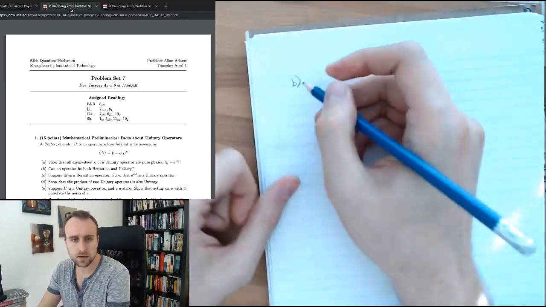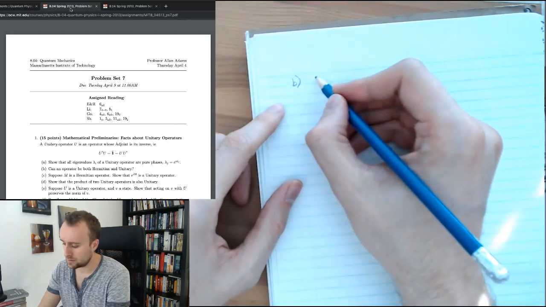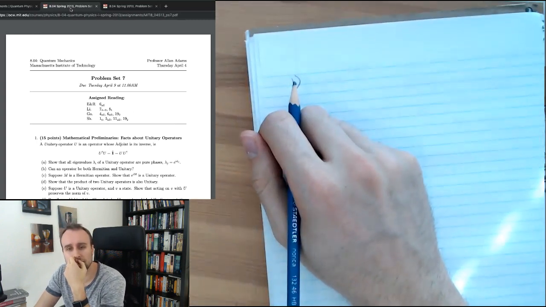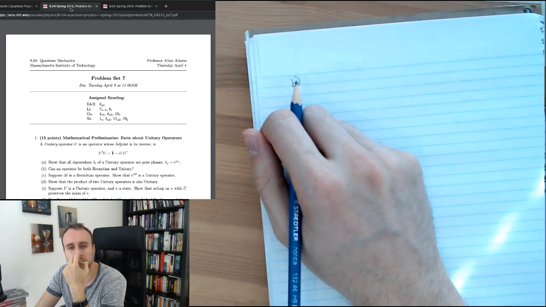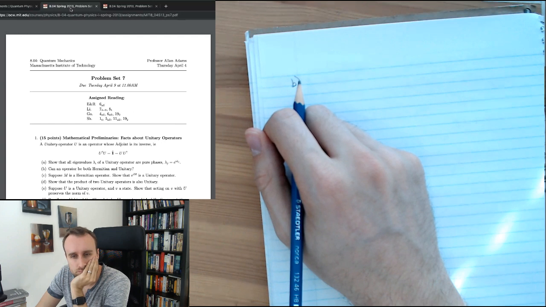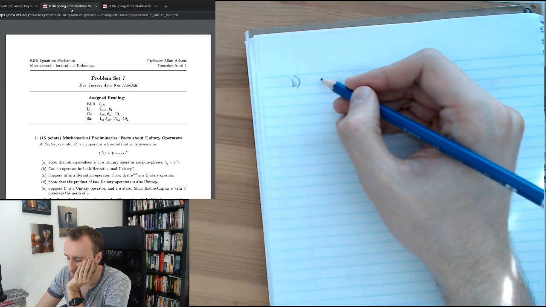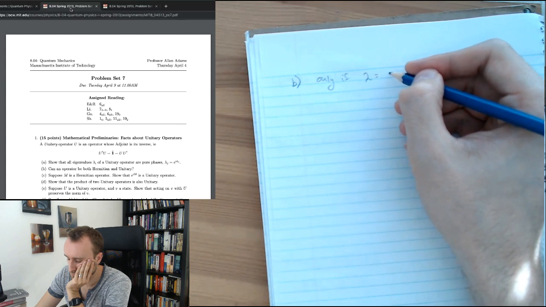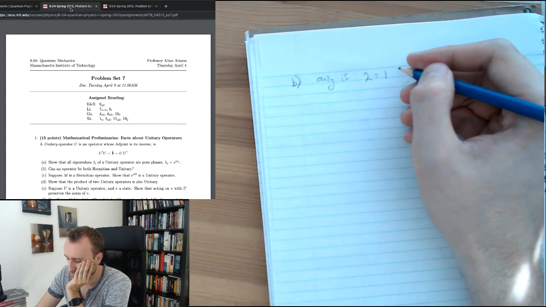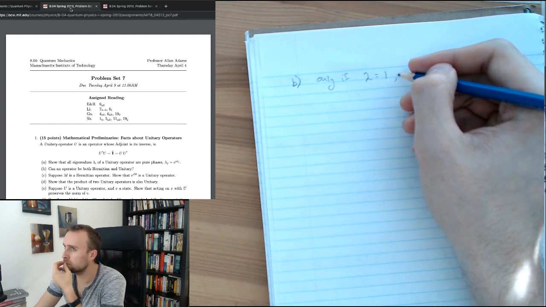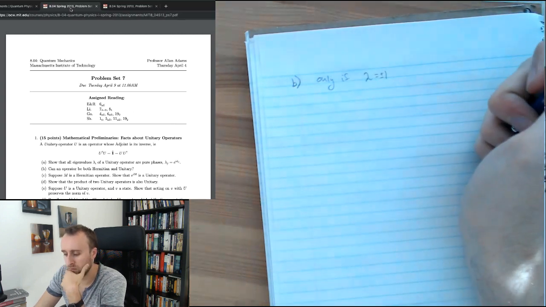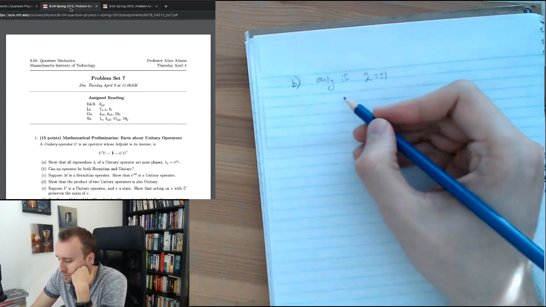B, can an operator be both Hermitian and unitary? Ooh, good question. My suspicion is no, unless the eigenvalues are 1 and/or -1. Right? Only if... So how do we show that?